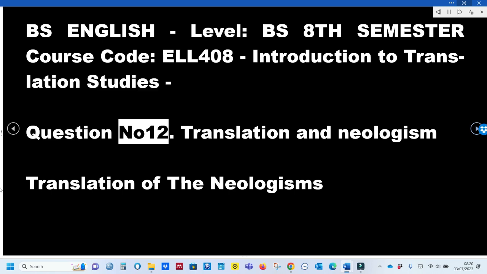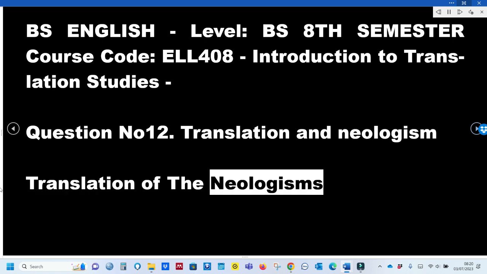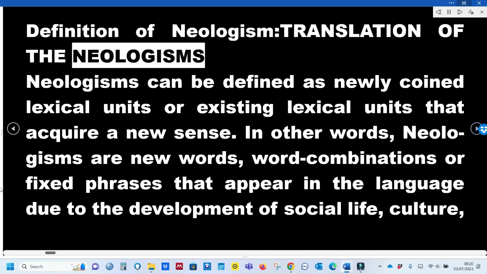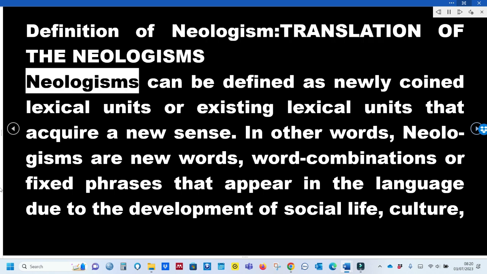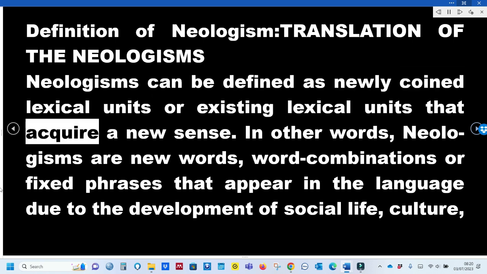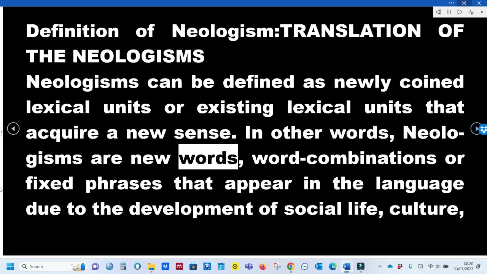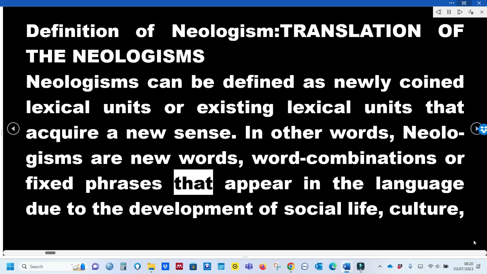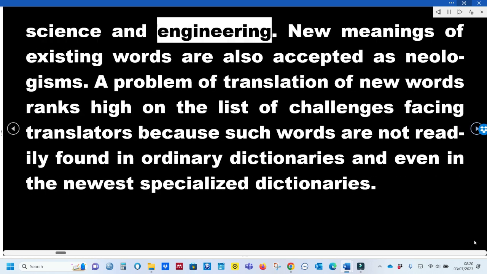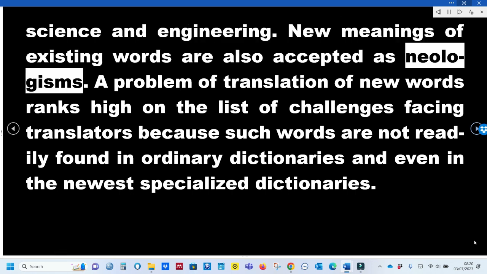Question No. 12. Translation and Neologism. Translation of the neologisms. Definition of neologism. Neologisms can be defined as newly coined lexical units or existing lexical units that acquire a new sense. In other words, neologisms are new words, word combinations or fixed phrases that appear in the language due to the development of social life, culture, science and engineering. New meanings of existing words are also accepted as neologisms.